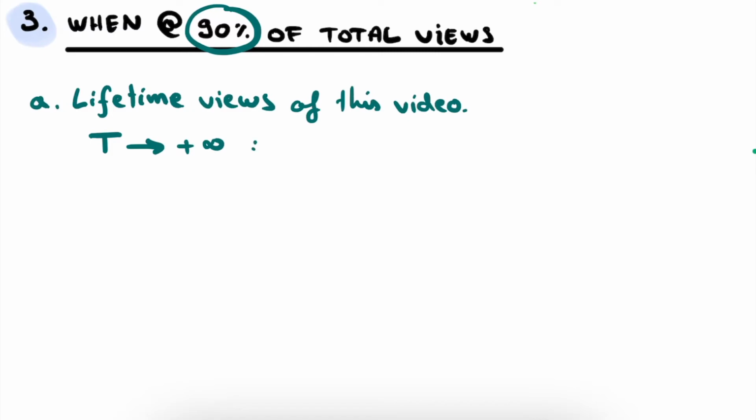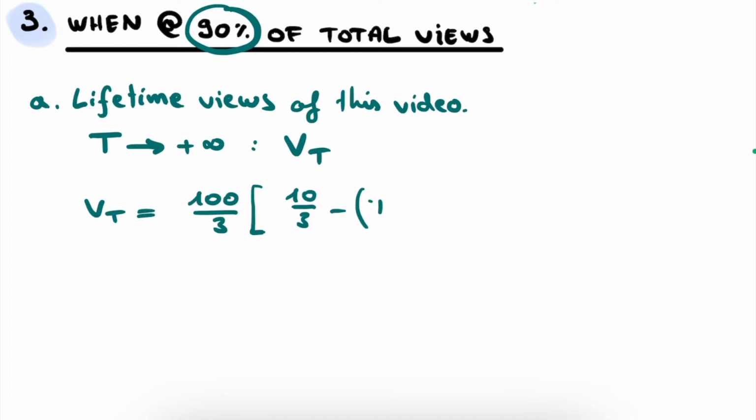And luckily, in the previous exercise, we did some extra work to find the general formula to calculate the number of views after a general time capital T after release. We found this formula, V of capital T, to be 100 divided by 3 multiplied by 10 divided by 3 minus the following bracket: capital T plus 10 divided by 3, multiplied by this exponent e to the power of minus 0.3 times T.